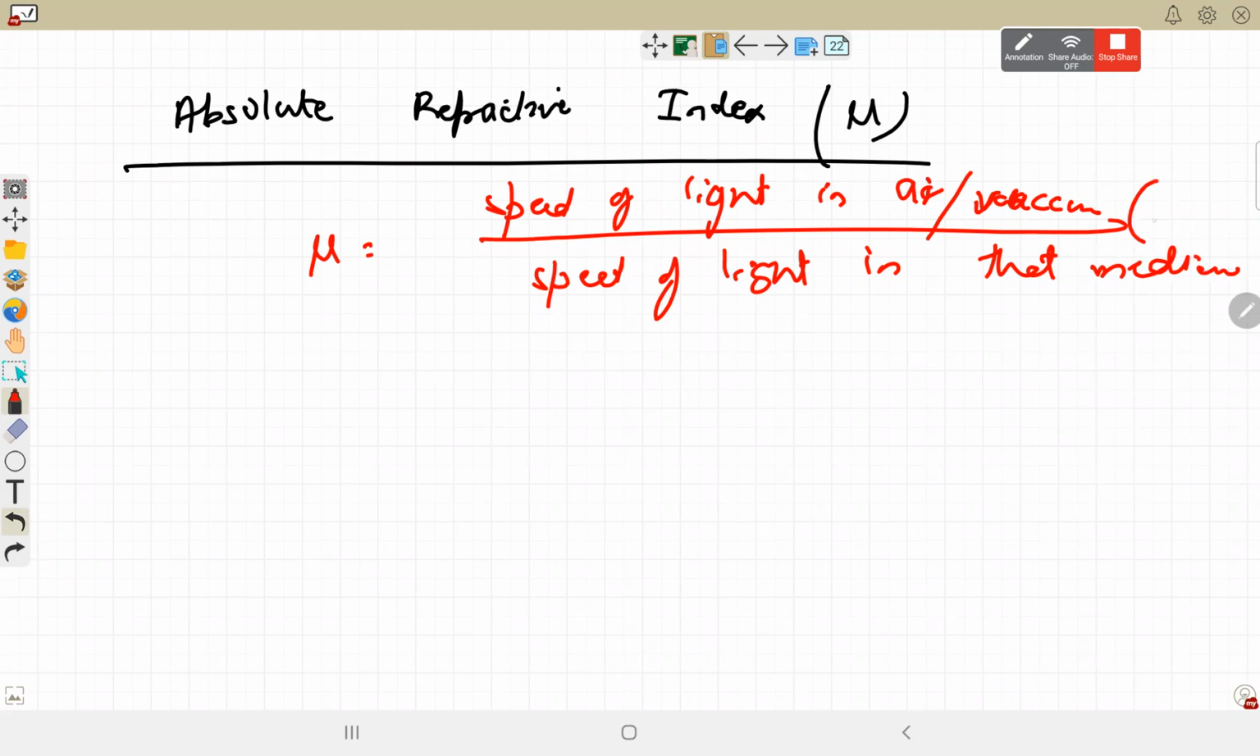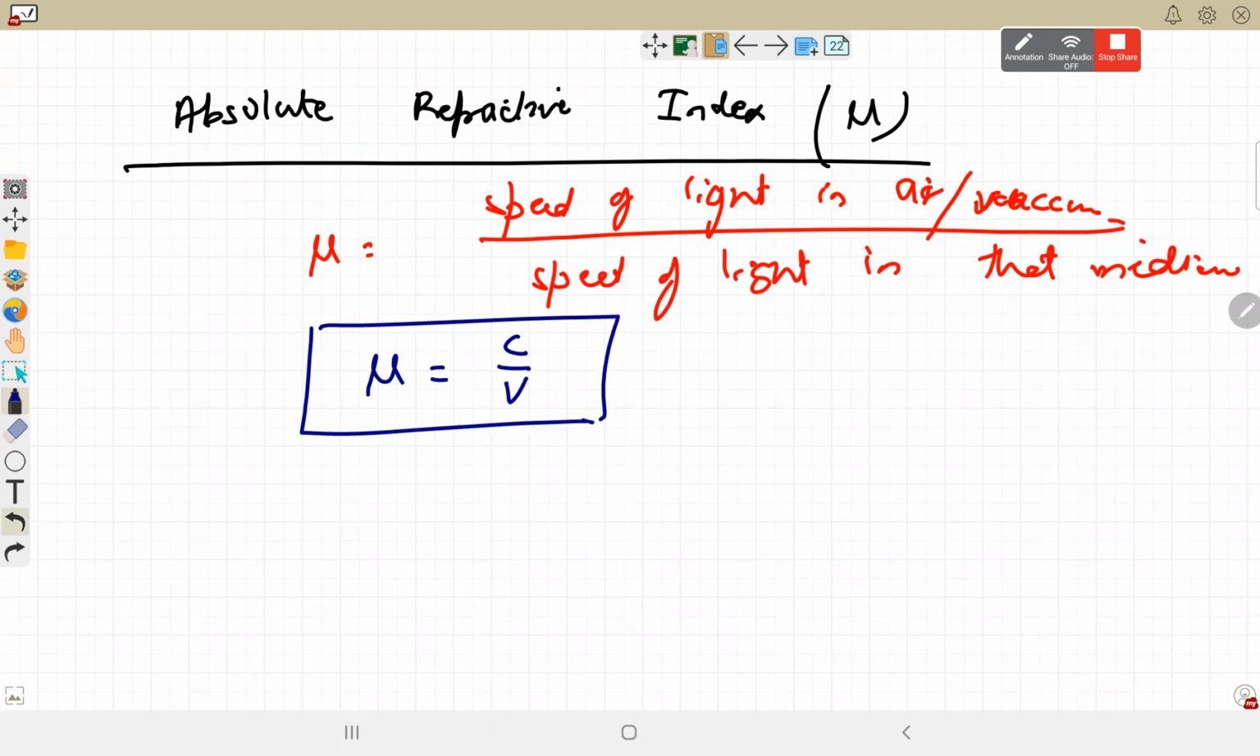Air में या vacuum में speed को हम c से denote करते हैं, and in that medium speed is denoted as v, so mu is equal to c by v. So c is also a speed, v is also a speed. It will always be greater than 1. First of all, absolute refractive index is always greater than 1, and it is dimensionless. It has no unit because speed and speed get cancelled out.